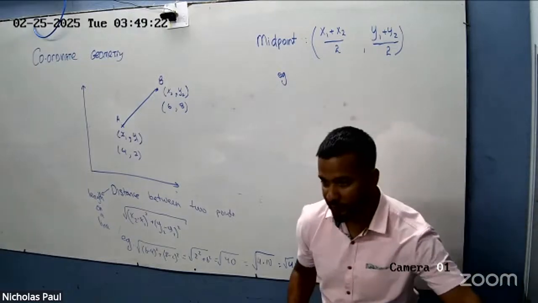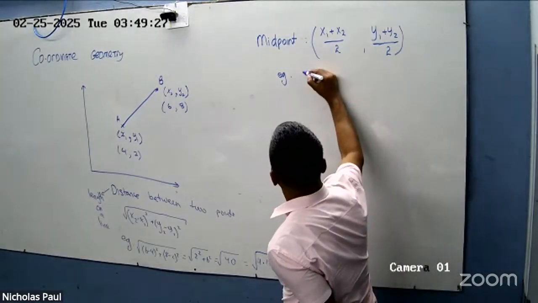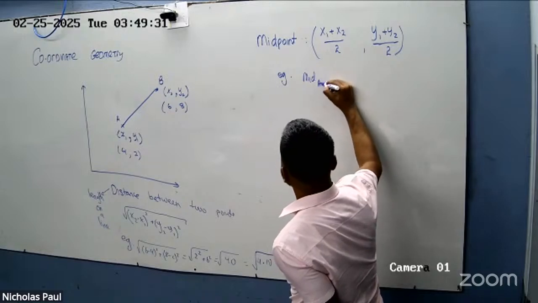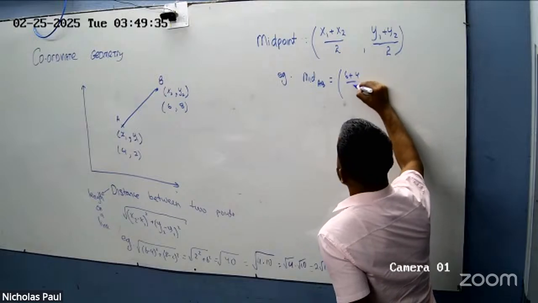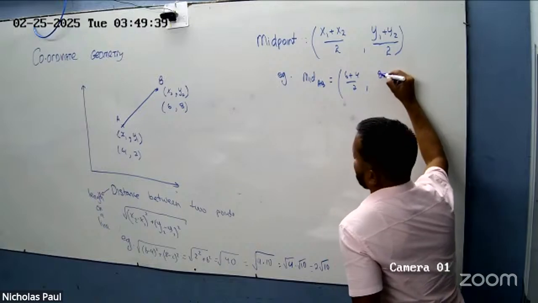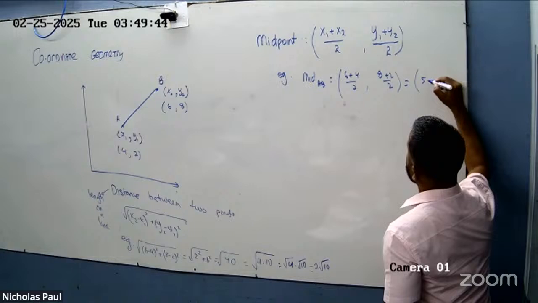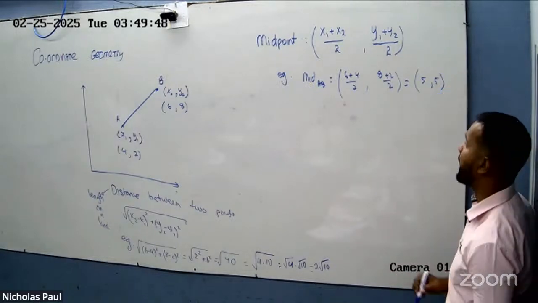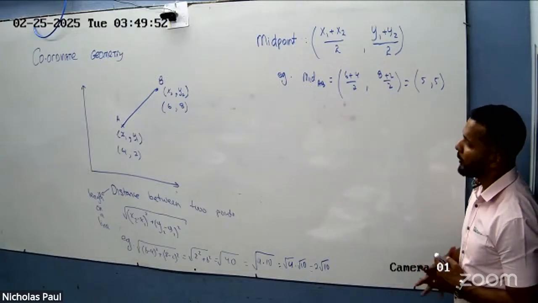What did you all get? So you all got into this example. The midpoint of AB is 6 plus 4 over 2 and 8 plus 2 over 2. So that's 10 over 2 is 5, 5. All right, nice. Easy, right? Good.